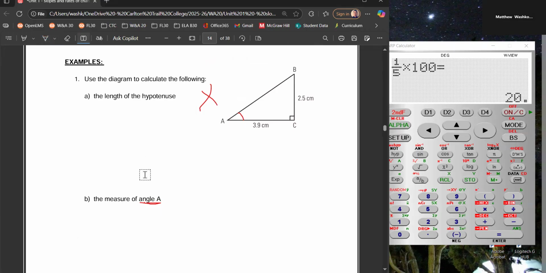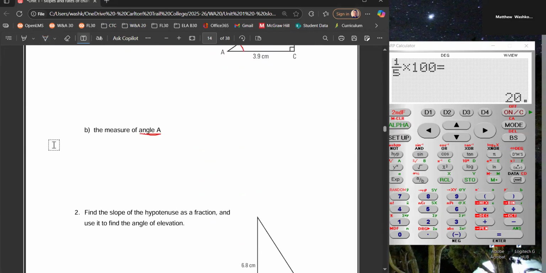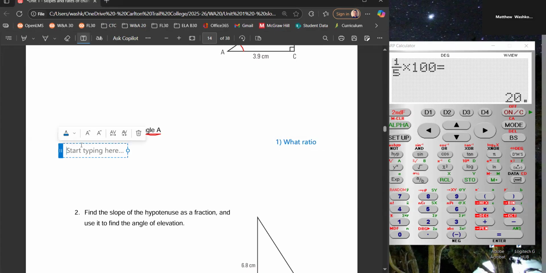Well, how we do that is, first thing we're going to do is figure out what ratio. This is going to come into play later. I'm going to tell you right now, though, everything you're going to see right now is the tangent ratio. So I know I need to use tan. I don't write tangent, I just write tan, right? Math, they like to shorten stuff.